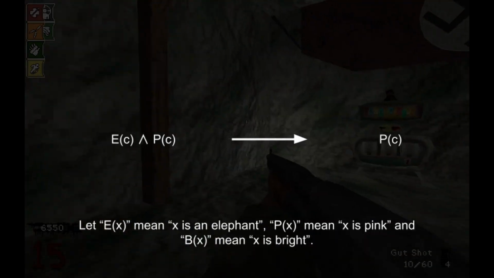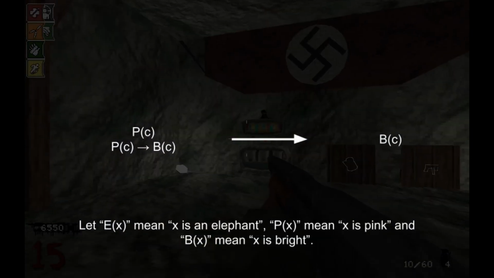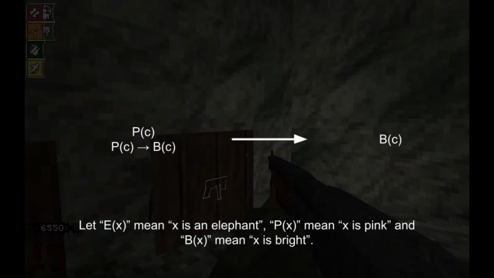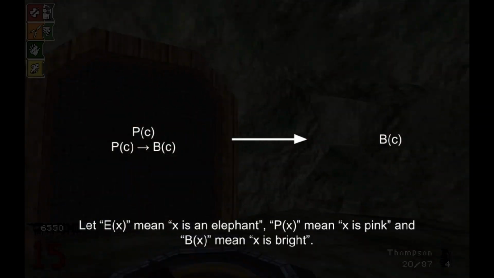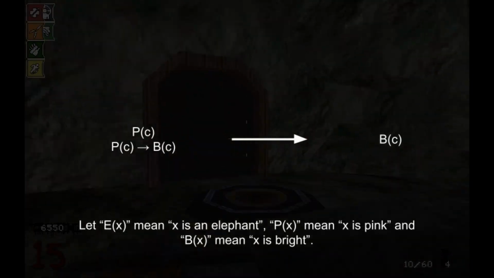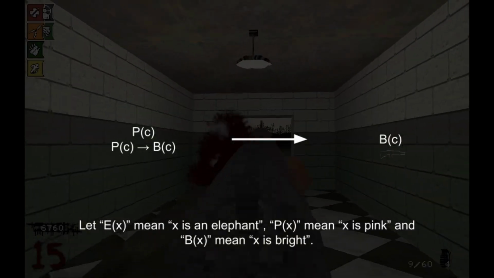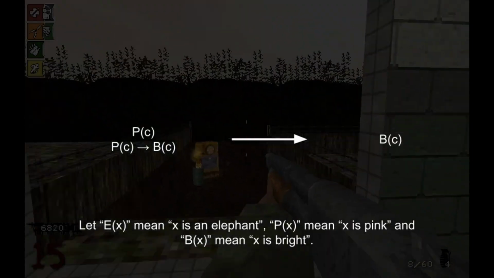However, we can derive that C is B given modus ponens, right? So earlier we figured out that C is pink, right? Then we knew that if C is pink, then C is bright. So now that we have those two statements, those two propositions, we can therefore derive that C is bright given modus ponens.